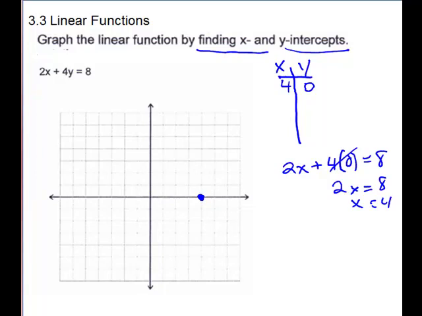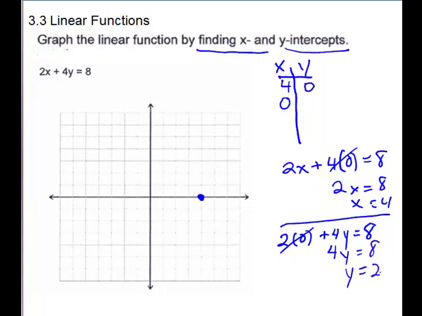And then switch and put 0 into the other one. So put the 0 into the x, and so we have 2 times 0 plus 4y equals 8. This piece cancels. 4y equals 8. Divide by 4, so you get y equals 2. So 0, 2. Don't go over, go up 2. Then we'll just connect the dots to draw our line.